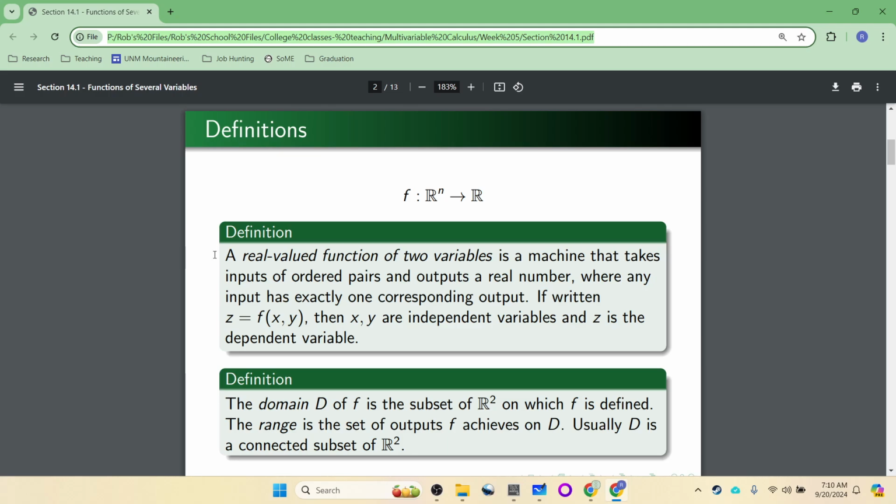A real valued function of two variables. I was thinking of functions as a machine where you plug in one number, the machine turns the crank and spits out something else. Well, here, instead of plugging in a single number, we are taking in ordered pairs. The output is going to be a real number, so any input has exactly one corresponding output. That's the same, meaning any ordered pair can only have one output.